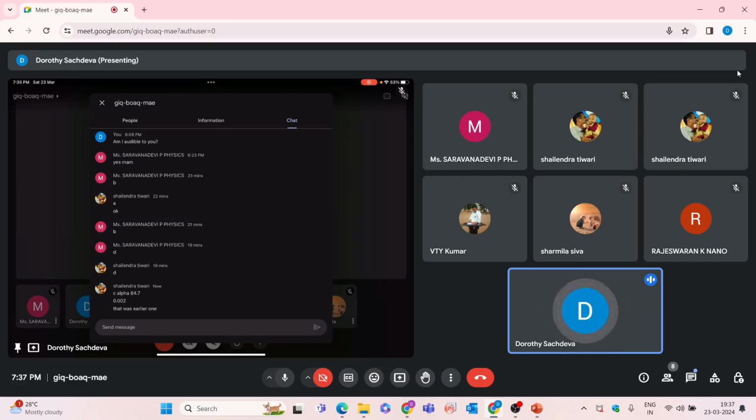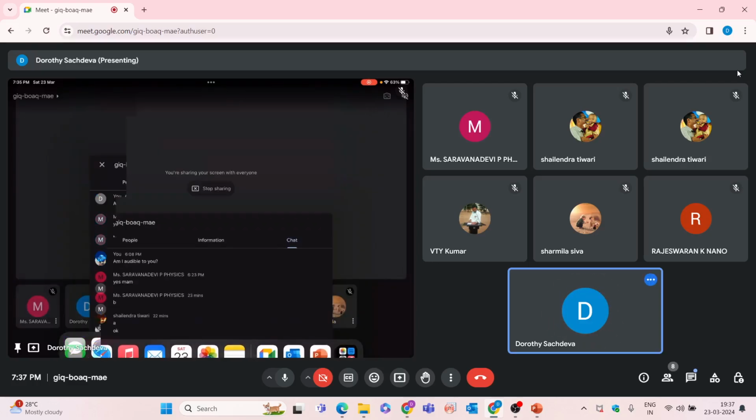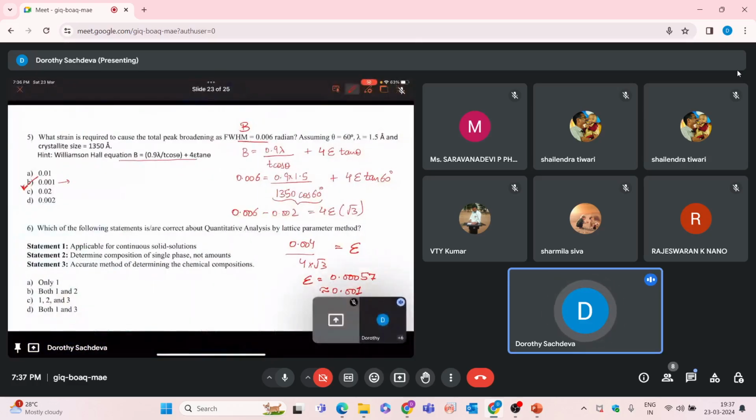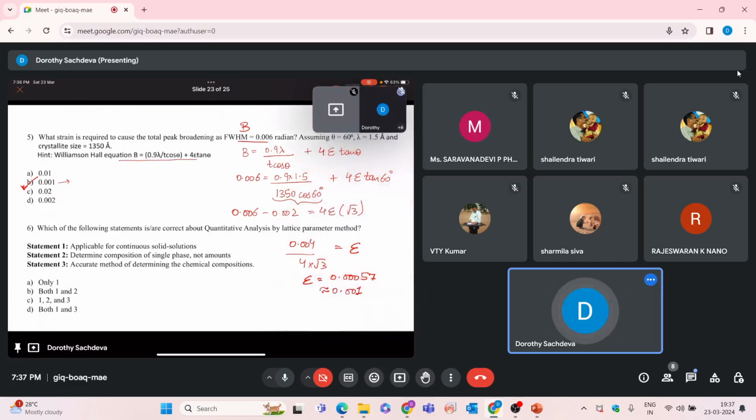Yes, it was 0.002, and then you subtracted it from 0.006, that is from the B value. You got 0.004, and when you divide this 0.004 by 4 and root 3, you will get 0.00057, and you can write it approximately equal to 0.001. So epsilon, the strain, could be 0.001. So option B should be the correct answer for this case.